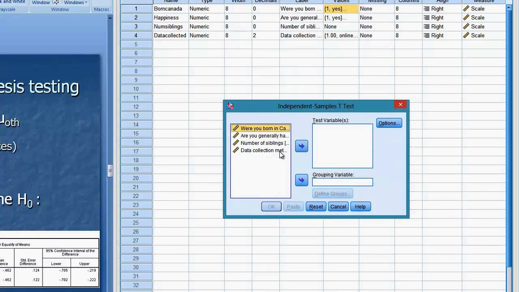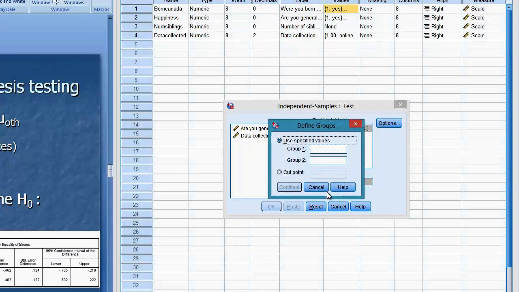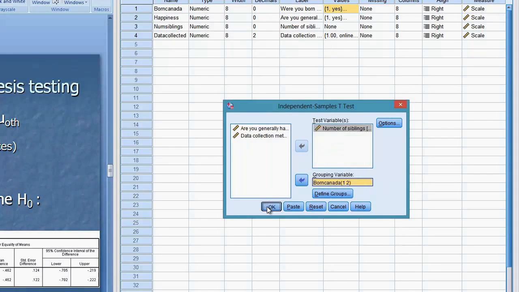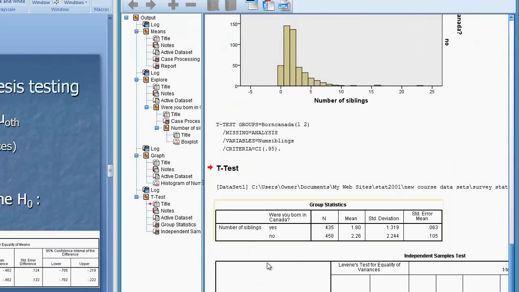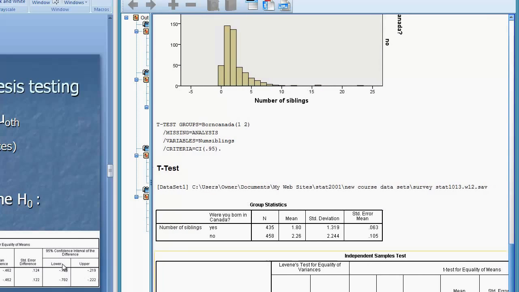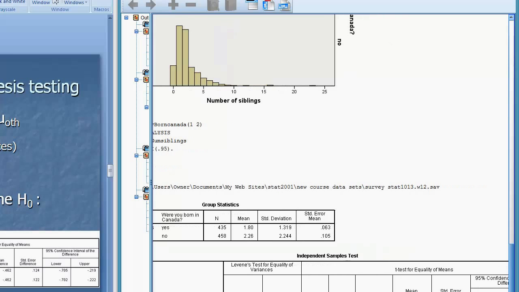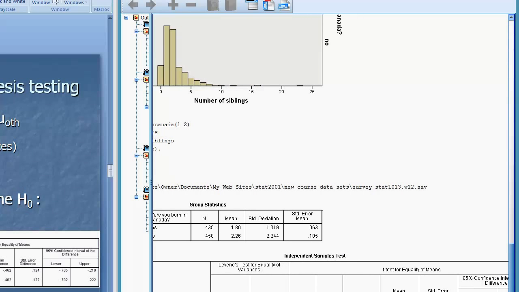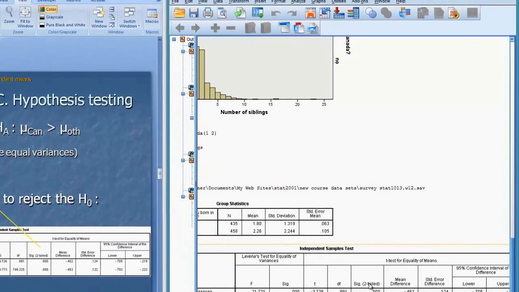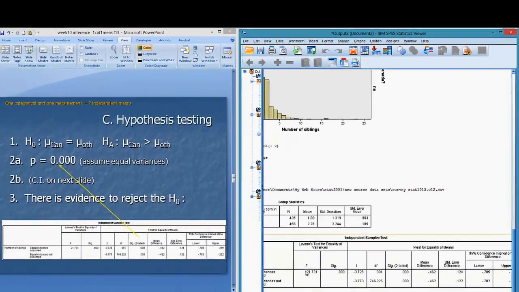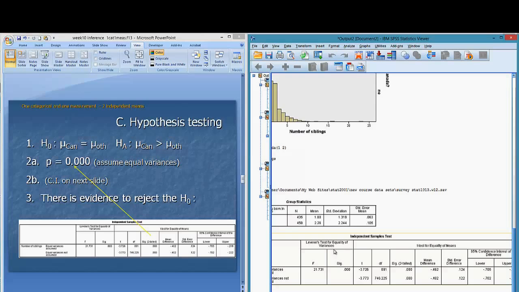Independent samples t-test. Again, were you born in Canada goes here, number of siblings goes here, and we define groups. One of the groups is group 1, the other group is group 2. And now we have the t-test, the same one as we have here. The only thing you have to worry about here is the significance, the two-tailed significance. This here is another test, a hypothesis test for the equality of variances, which is important.